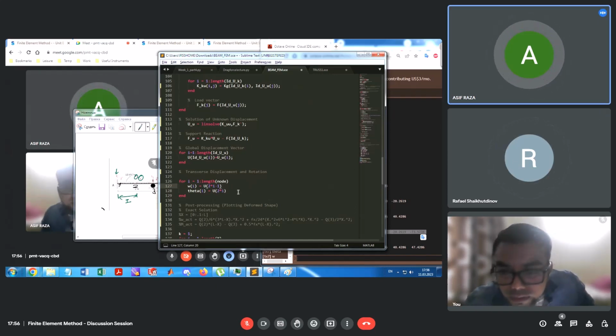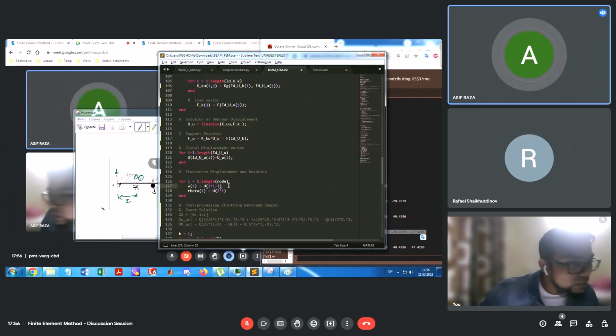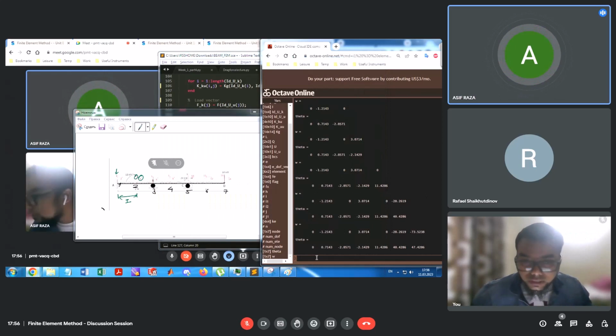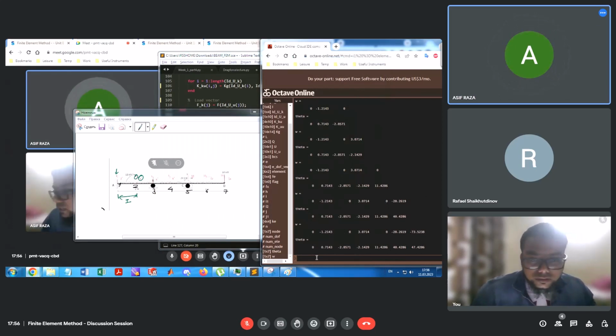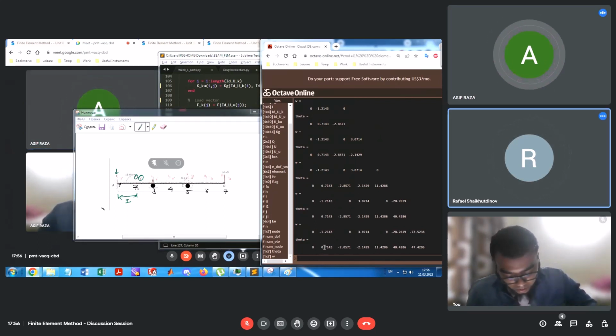Okay, just give me a minute. Theta B. What is that theta B? Theta B means theta 1, 2, 3, third minus 2.85, right? So that is correct, I think. That is correct. Okay, nice.